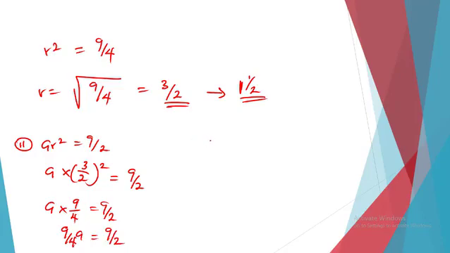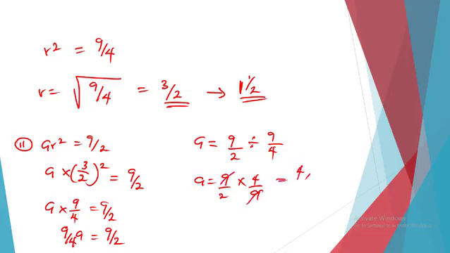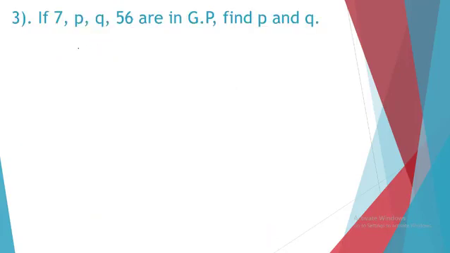Then a will be equal to 9/2 divided by 9/4. So a is equal to 9/2 times 4/9, right? And this will cancel this. We'll be left with 4/2. 4 divided by 2 will give us 2. So a, which is the first term, is equal to 2. Okay, one more example.